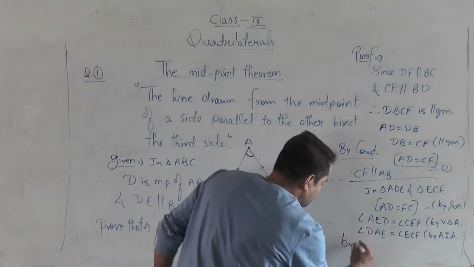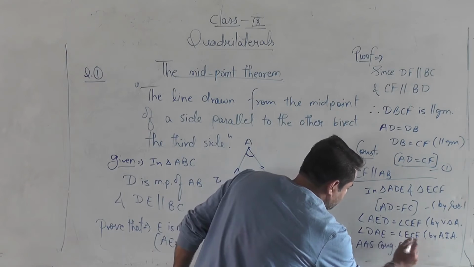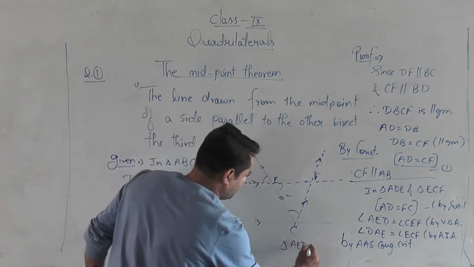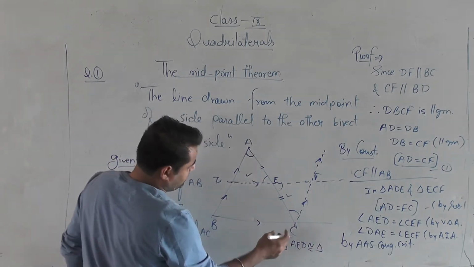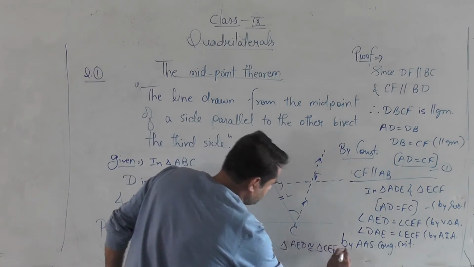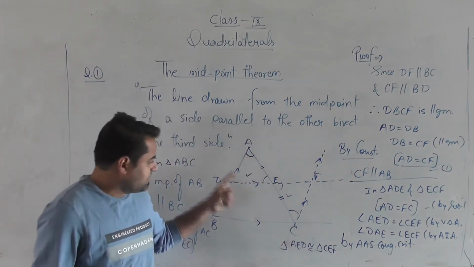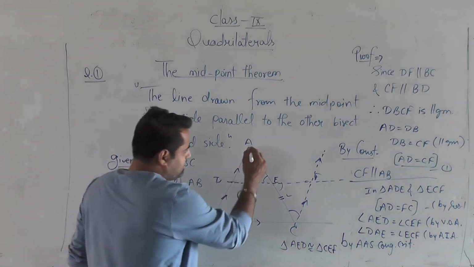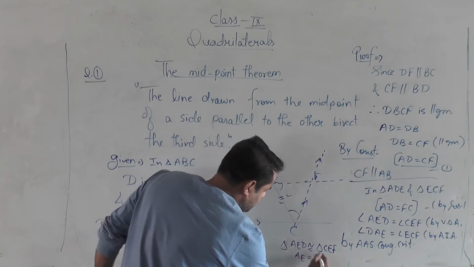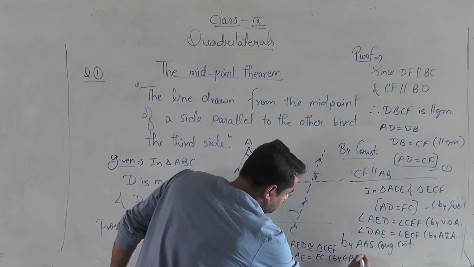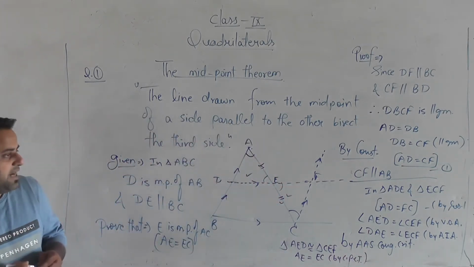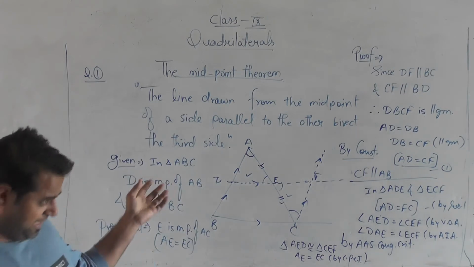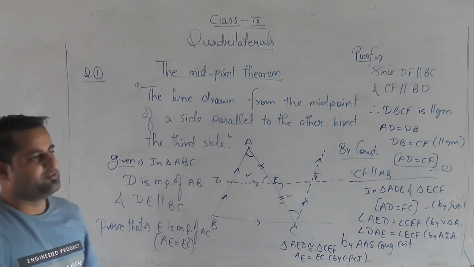Now as you can see, these two angles and a side are equal. So by the AAS congruency rule, we can say both the triangles are congruent. So triangle ADE is congruent to triangle CFE. Why is it CFE? Because this angle A is equal to C, this angle E is equal to that E, and likewise. So these triangles are congruent. So we can say this side AE and EC are equal by CPCT. So this is the proof which says that a line drawn parallel to a side of a triangle, originating from the midpoint of another side, bisects the third side.